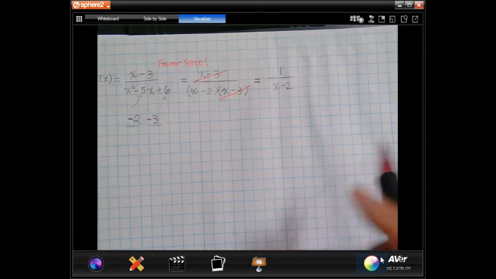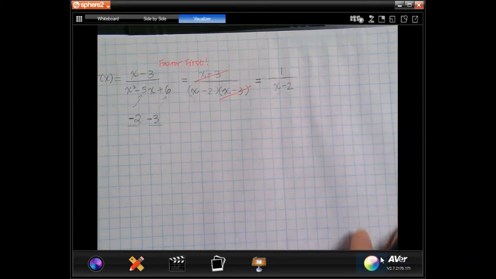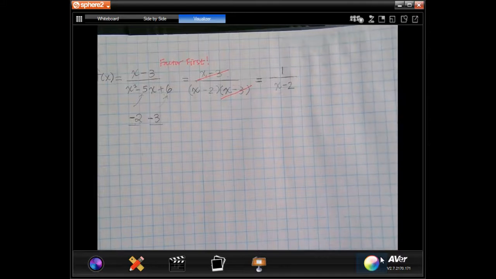Then now I copy the surviving factor in the next step, so now I have 1 over x minus 2. So the first key features for you guys to get are the asymptotes. There are two asymptotes always that you get.